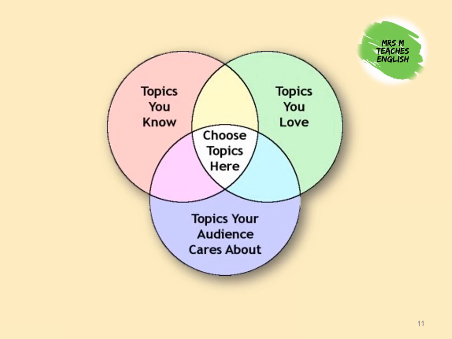Your topic needs to fall in the middle of these overlapping circles, this triple Venn diagram. It's not enough to know about the topic. You need to love what you're saying to your audience, an audience that cares about these issues. This is probably the toughest part of speech preparation, deciding what you're going to speak about.